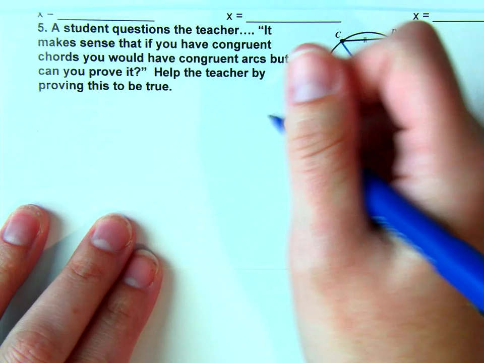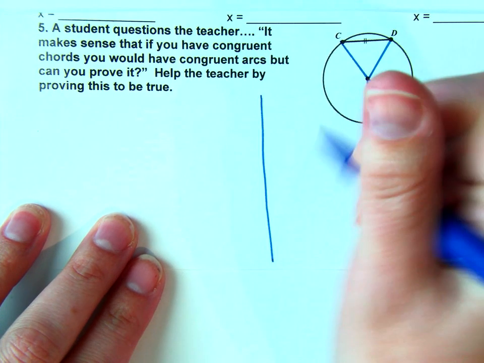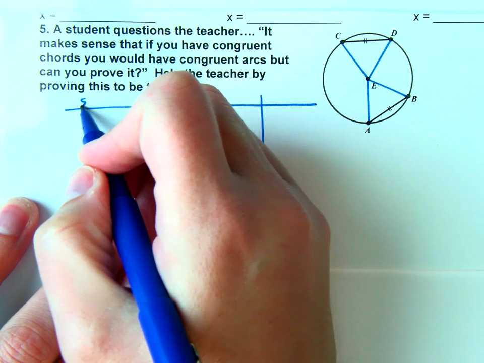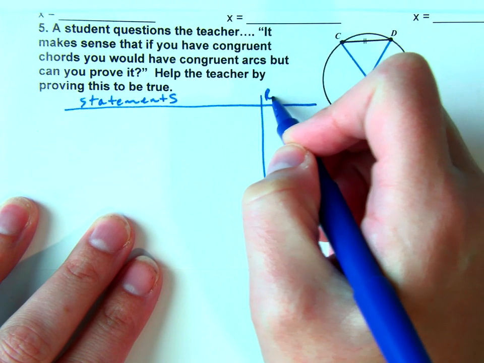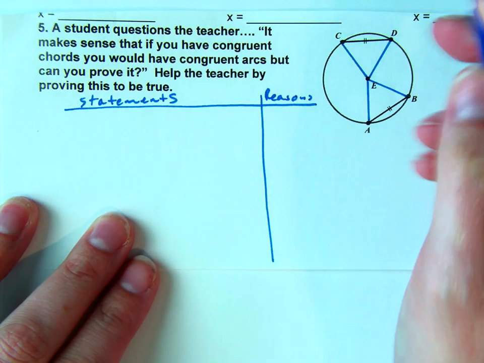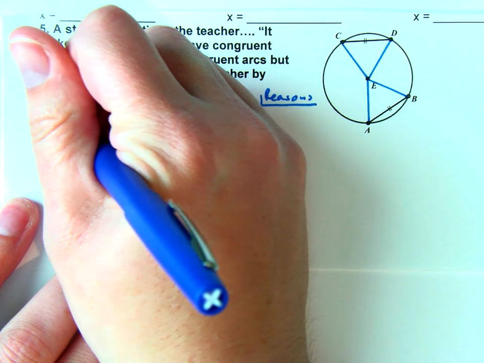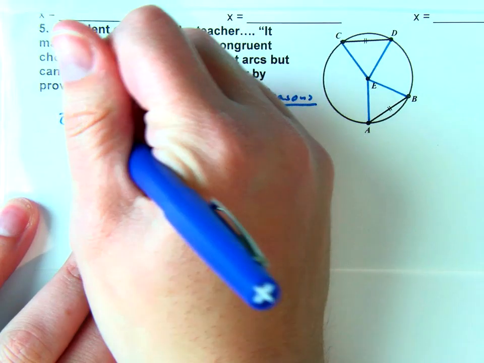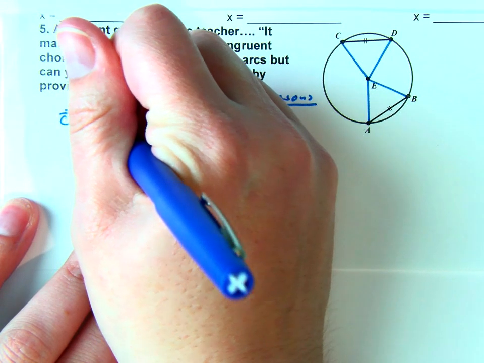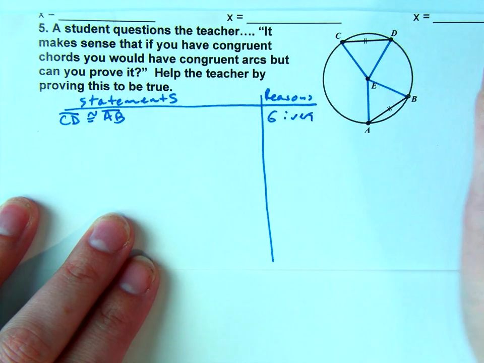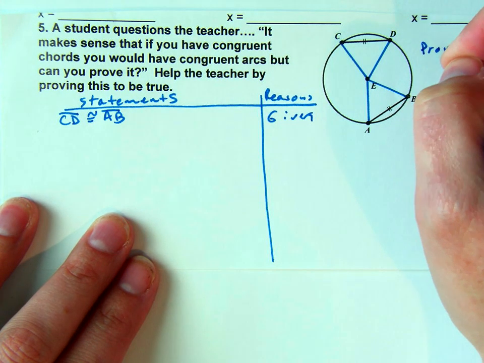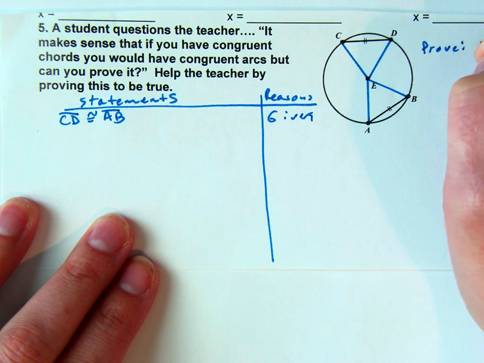Alright, so we can do this 2-column. So statements and reasons. Okay, and our first thing that we were given is segment CD is congruent to segment AB. Remember that we are trying to prove that arc CD is congruent to arc AB.